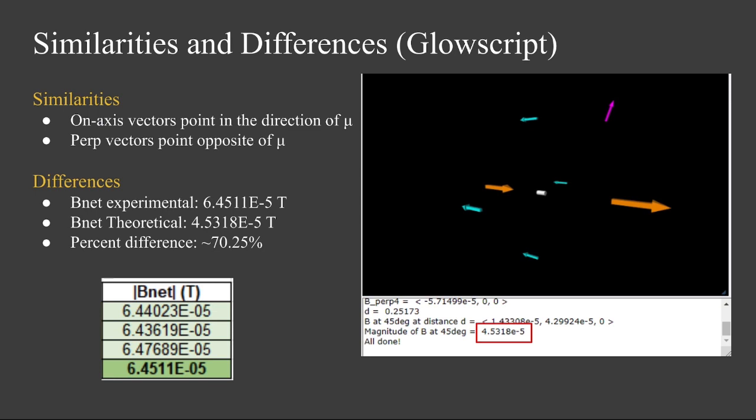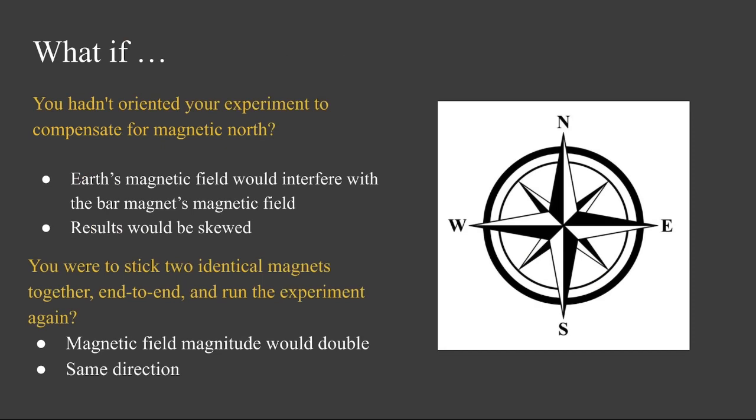Some of the similarities we'll see with the code and real life is that the on-axis vectors point in the direction of mu, while the perpendicular vectors point opposite to it. The major differences we'll see is that the experimental B net was found to be approximately 6.45 e to the negative 5 Tesla, and the theoretical B net was approximately 4.53 e to the negative 5 Tesla. This is a roughly 70.25% difference.